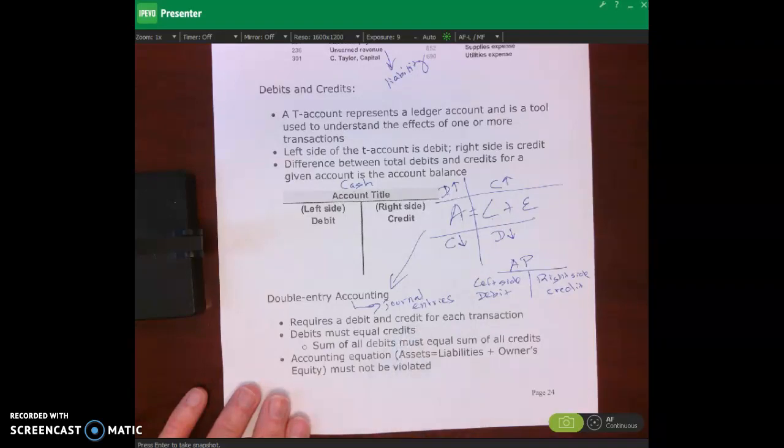And if that's not the case, assets will not equal liabilities plus equity. If debits do not equal credits, the accounting equation will not be in balance. It will be imbalanced, okay?